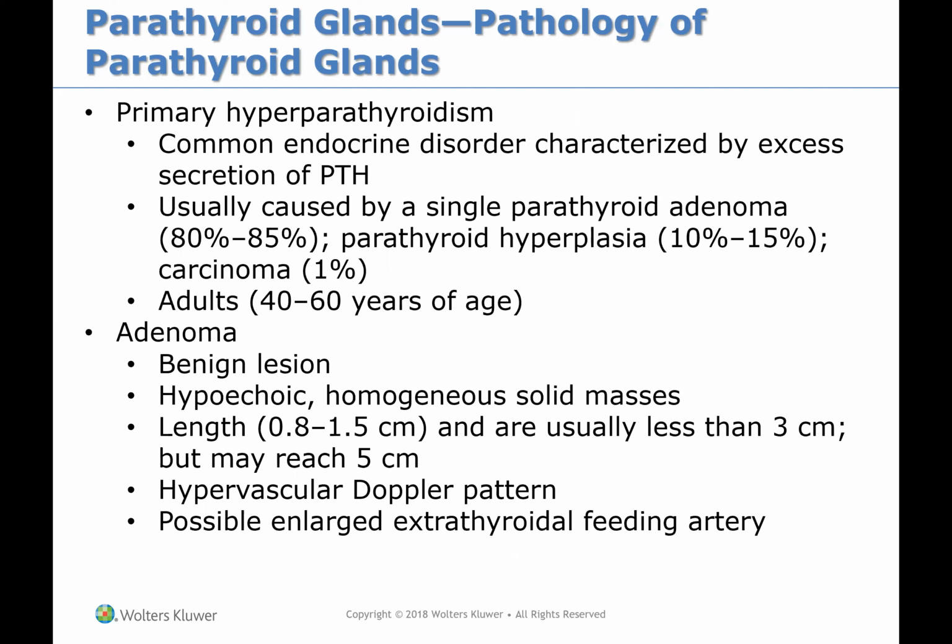Primary hyperparathyroidism is a common endocrine disorder characterized by excess secretion of PTH. It's usually caused by adenoma, parathyroid hyperplasia, or carcinoma, and it usually occurs in adults 40 to 60 years of age. Parathyroid adenoma is probably the most common thing that you're going to see. It's a benign lesion. It's a hypoechoic, homogeneous, solid mass. The length is about 0.8 to 1.5 centimeters. Hypervascular, with a possible enlarged extrathyroidal feeding artery.